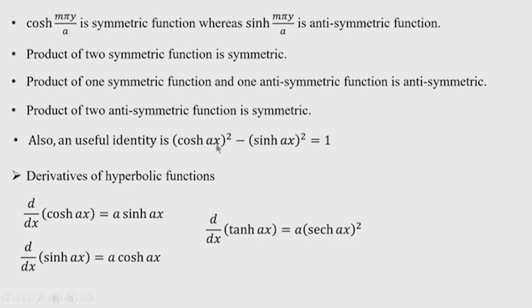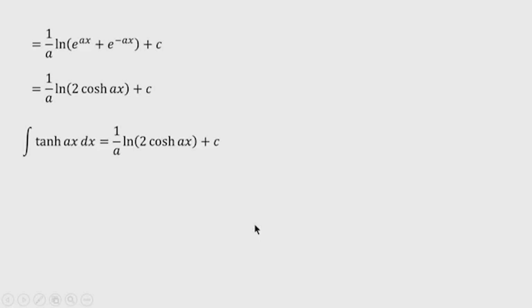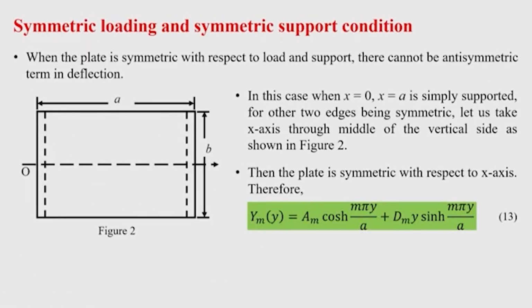So, that identity can be used in simplifying the solution. Okay. So, the integral of this tan hyperbolic ax is given here. Then we can see what happens when there is a symmetric loading and antisymmetric and symmetric support condition.